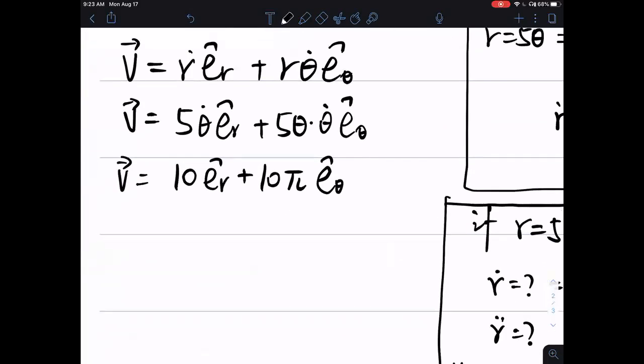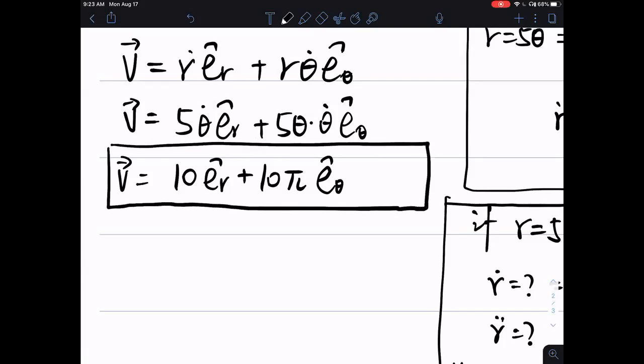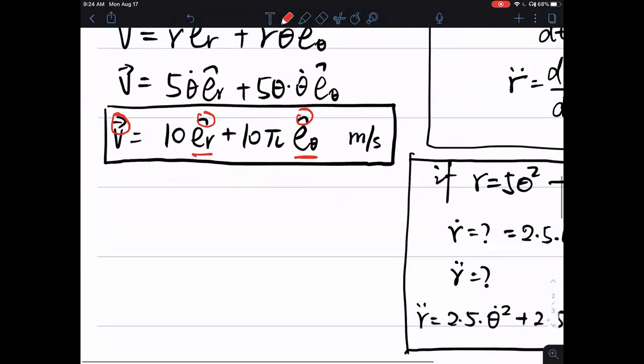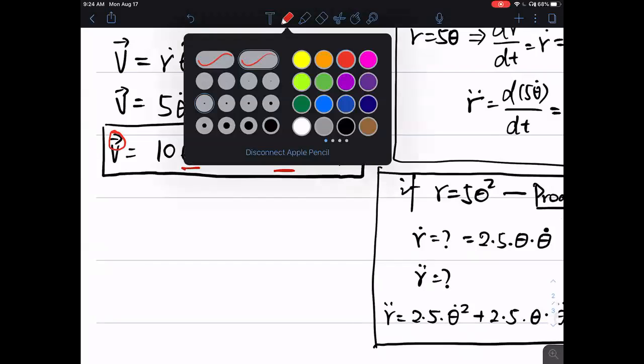And for your homework problem, I want you to highlight or box your final result. Since we are talking about velocity here, make sure you have the proper units. And of course, in this class we use vectors a lot, so make sure you have the vector notations, both the e_r and e_theta components. This is how we solve velocity. Any questions?